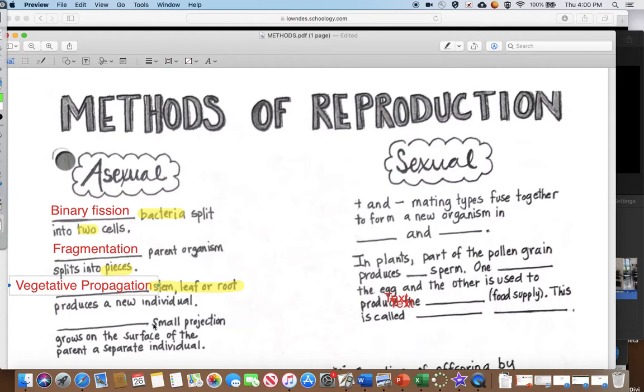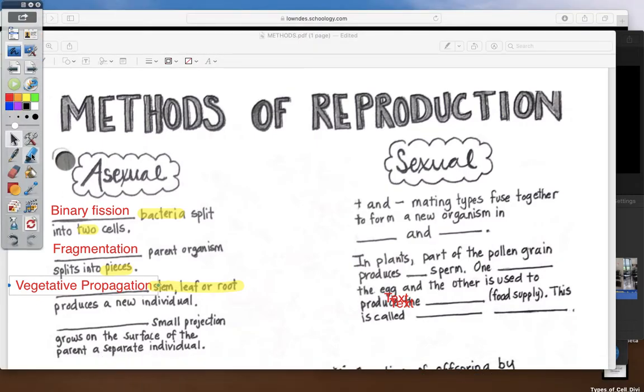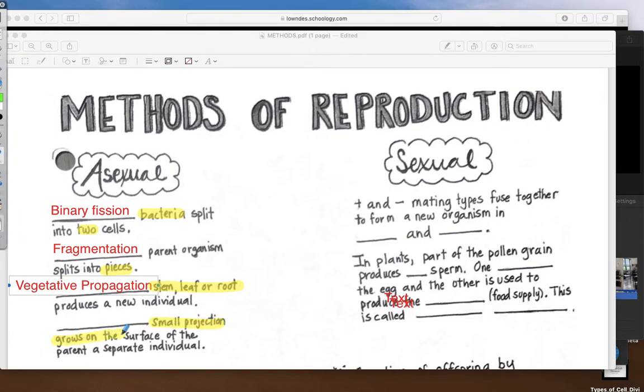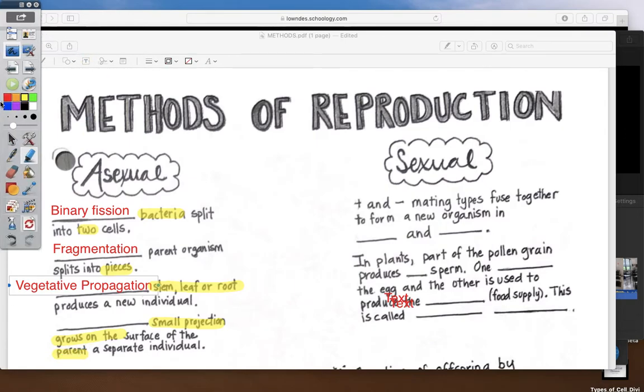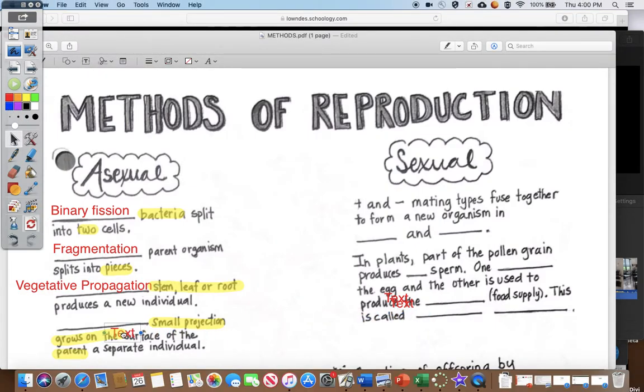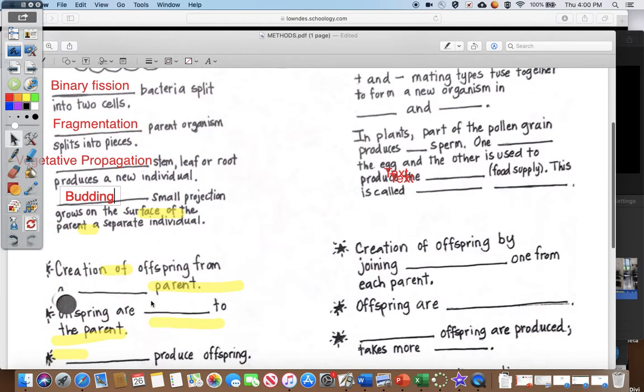All right, now the last one says a small projection grows on the surface of the parent and becomes a separate individual. Okay, so this one to me, you got this small part that's growing on the parent. And so it's becoming like a little buddy to the parent. Okay, so it's budding. All right, so those are the types of asexual reproduction.